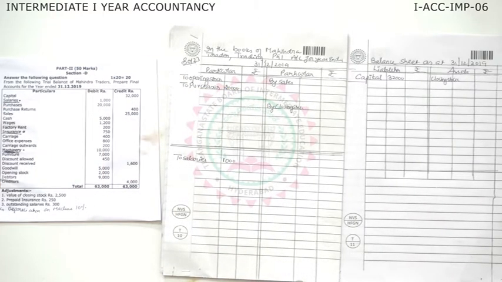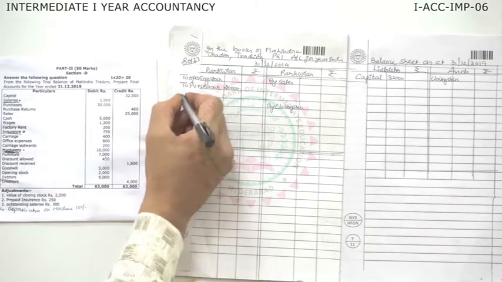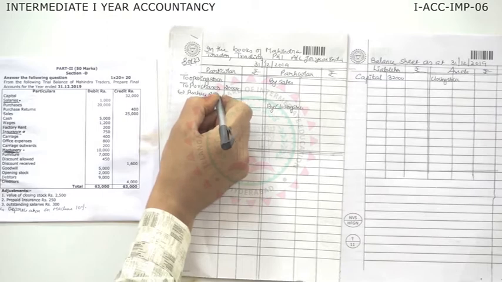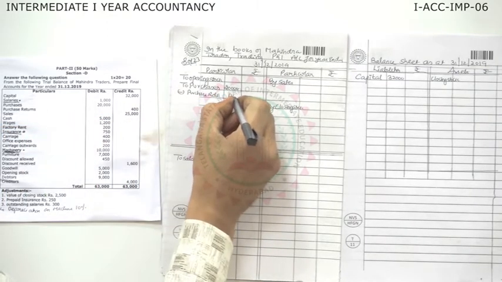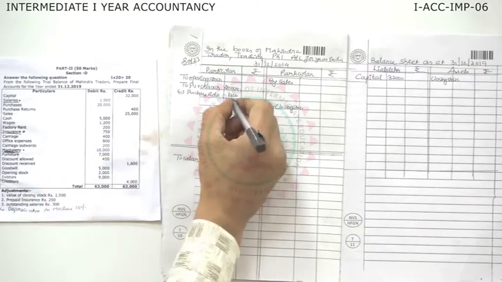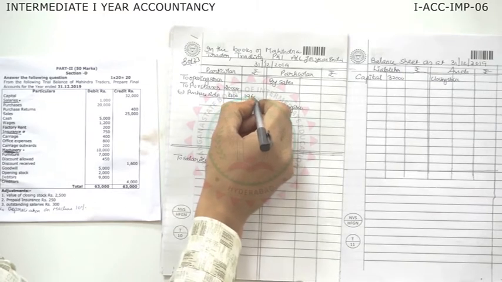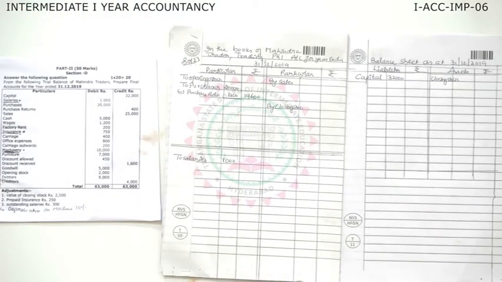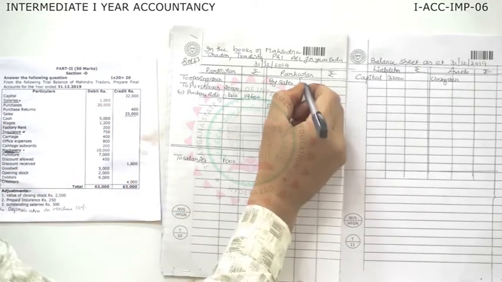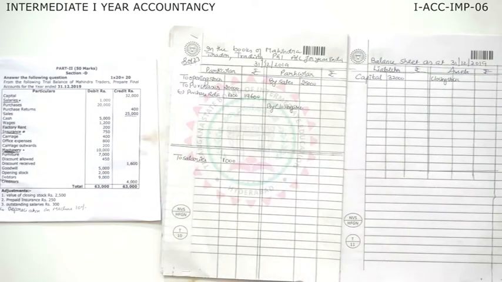Then purchase return. We know purchase return, we have to subtract from purchases. So we'll go to purchases minus purchase return. How much is purchase return? 400. So subtract 400. If we subtract, we'll get 19,600. Okay. Then sales. How much? 25,000. Sales comes in trading account, credit side. I wrote in inner column. Maybe sales return will be there. We'll see it.